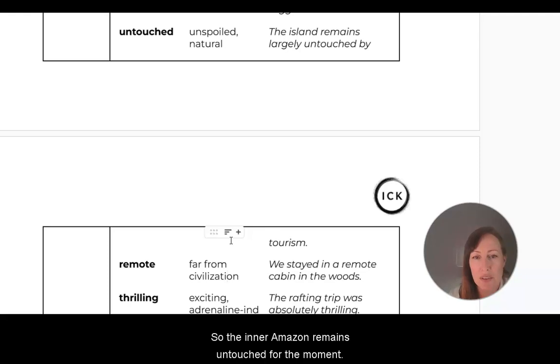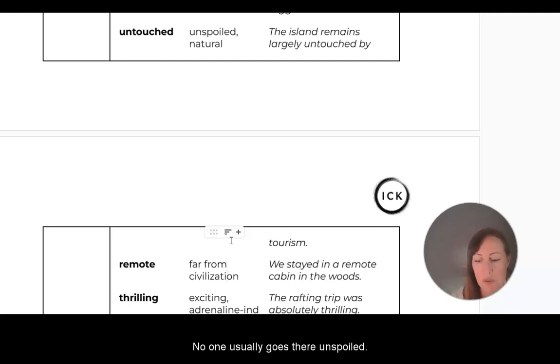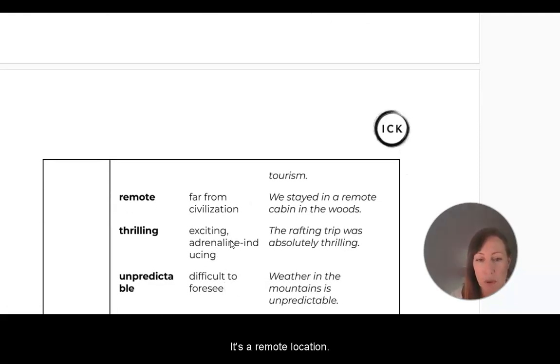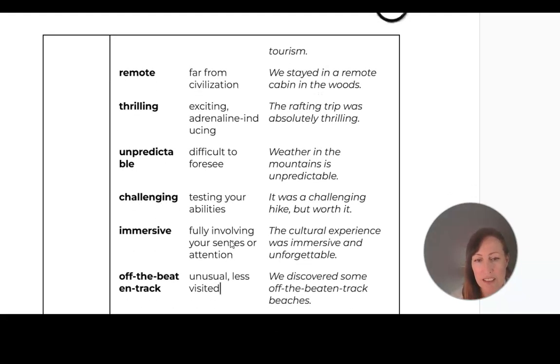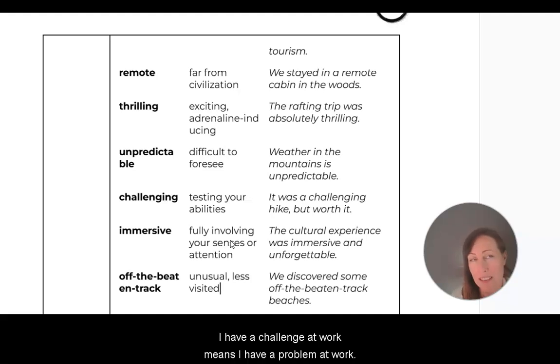Untouched, so the inner Amazon remains untouched for the moment. No one usually goes there, unspoiled. It's a remote location. It's very far away. It's a thrilling experience, very exciting. Unpredictable. You cannot forecast what's going to happen. Challenging is another way to say difficult. It's a challenging situation, a difficult situation. I have a challenge at work means I have a problem at work.